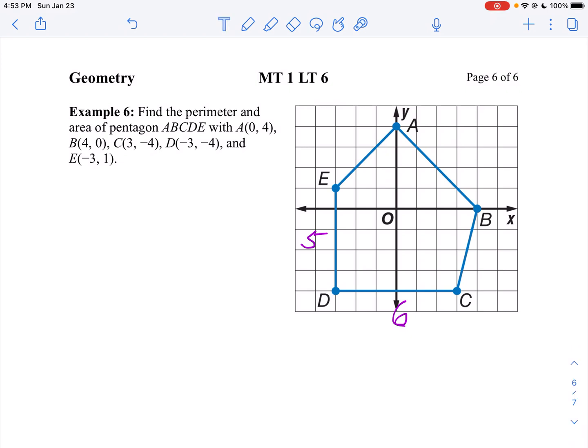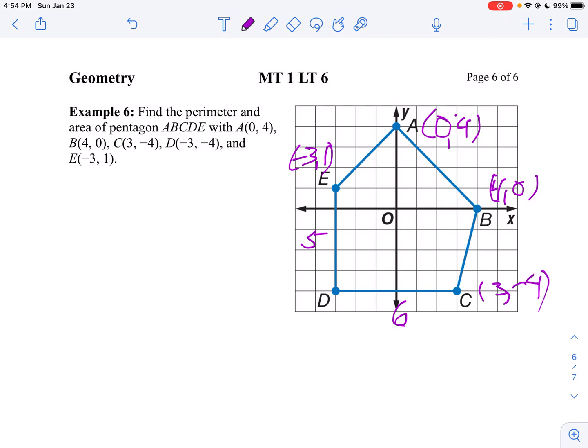So here's what I'm going to do. I'm going to write in my ordered pairs. So A is at 0 and 1, 2, 3, 4. So I know A is at (0, 4). E is at negative 1, 2, 3. So negative 3 and up 1. And B is over 1, 2, 3, 4. B is at (4, 0). And then C is at 3 and negative 1, 2, 3, 4.